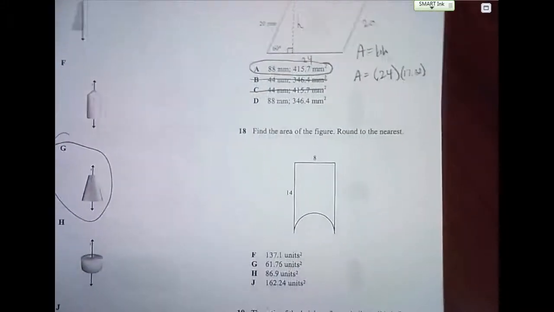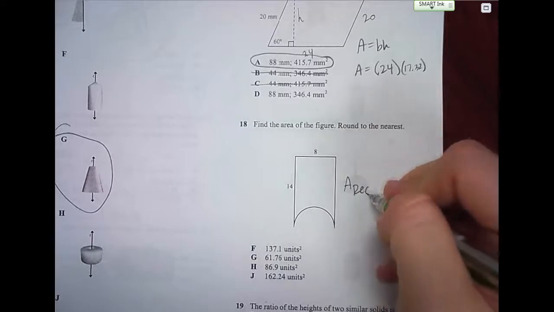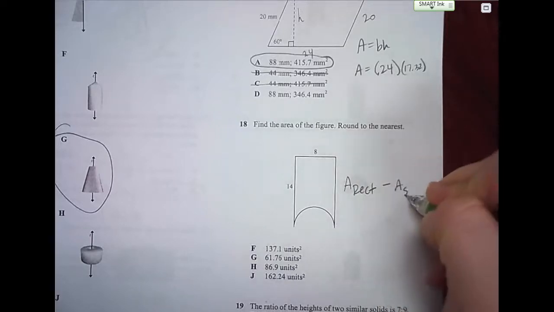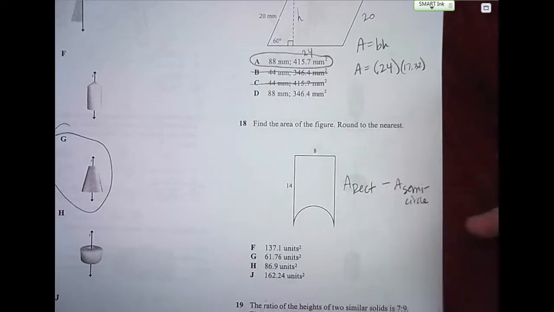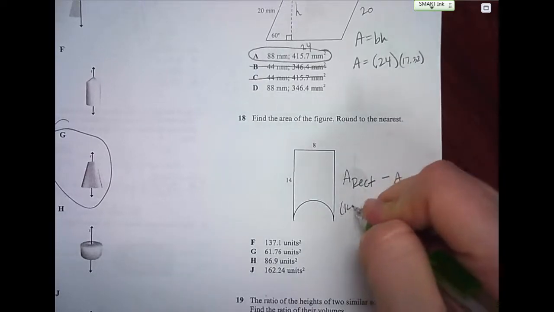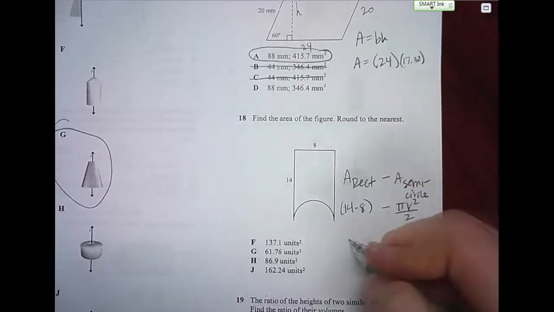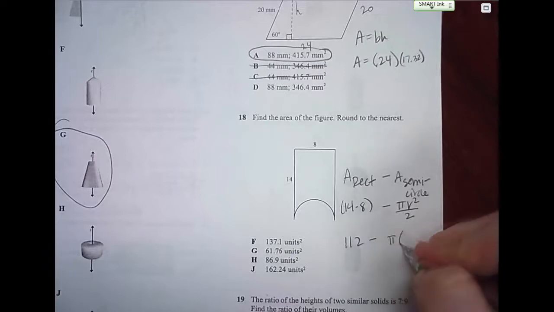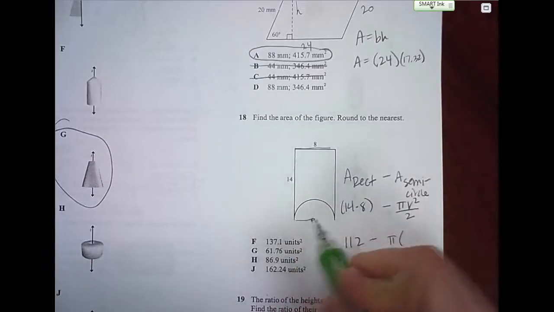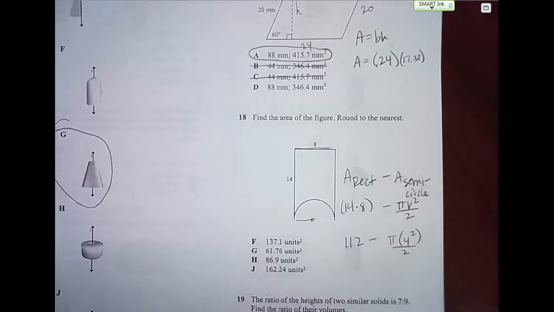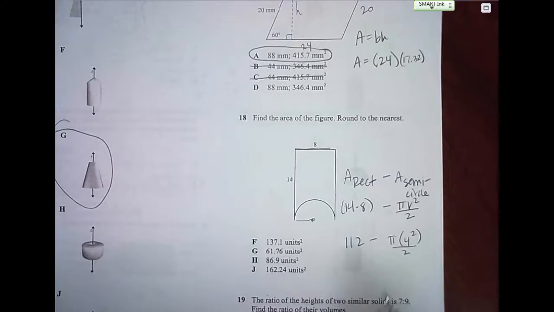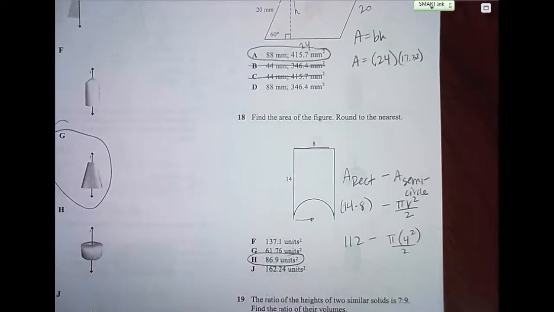Number 18, find the area of the figure. So I'm going to do area of the rectangle minus area of a semicircle. So area of the rectangle would be base times height, so 14 times 8. And I'm going to subtract pi r squared divided by 2. So 14 times 8 is 112 minus pi times, the radius is half of this, so 4 divided by 2. I got 86.9 units squared.